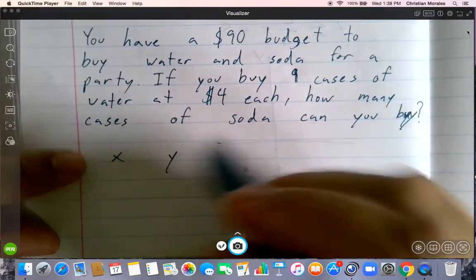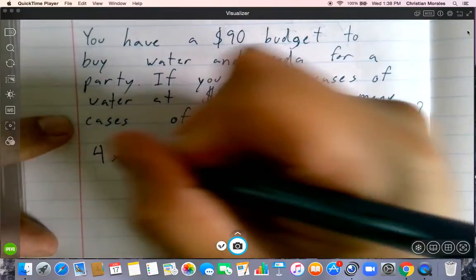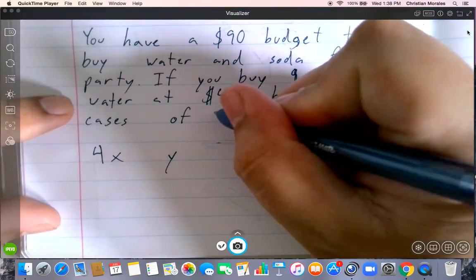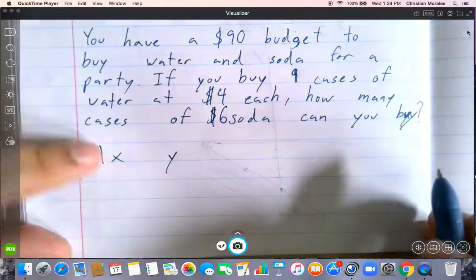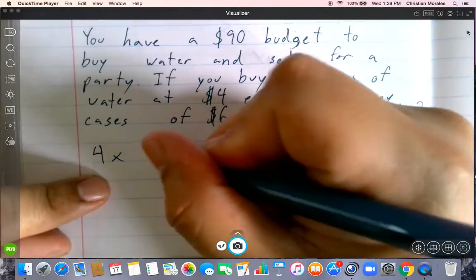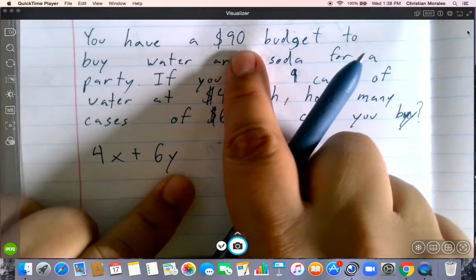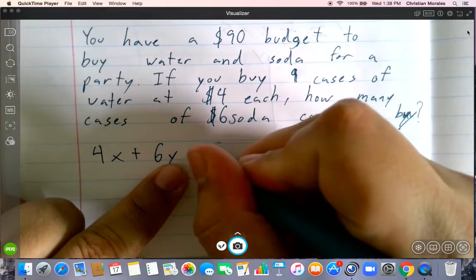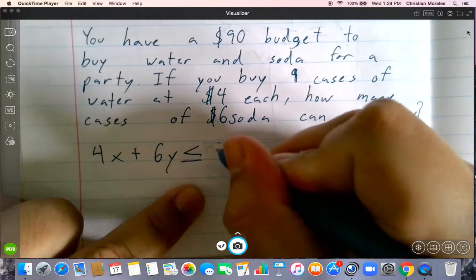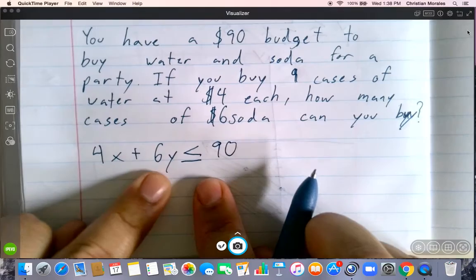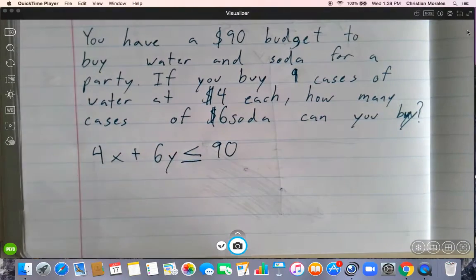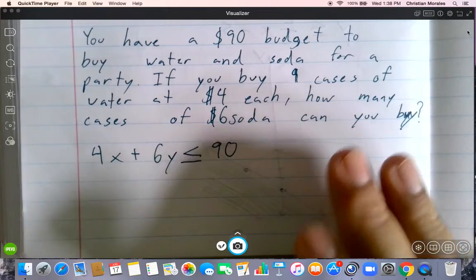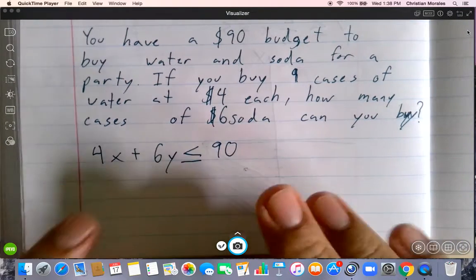The water costs $4. Soda costs, it doesn't say, so let's just say the cases for soda are $6. Okay, so I put 6y. Now, when you add them up, you need to meet your budget. Can you go over your budget? No. So you have to spend less than or equal to $90. This is the equation. Now, what you would then do is rewrite this in a way you can graph it.